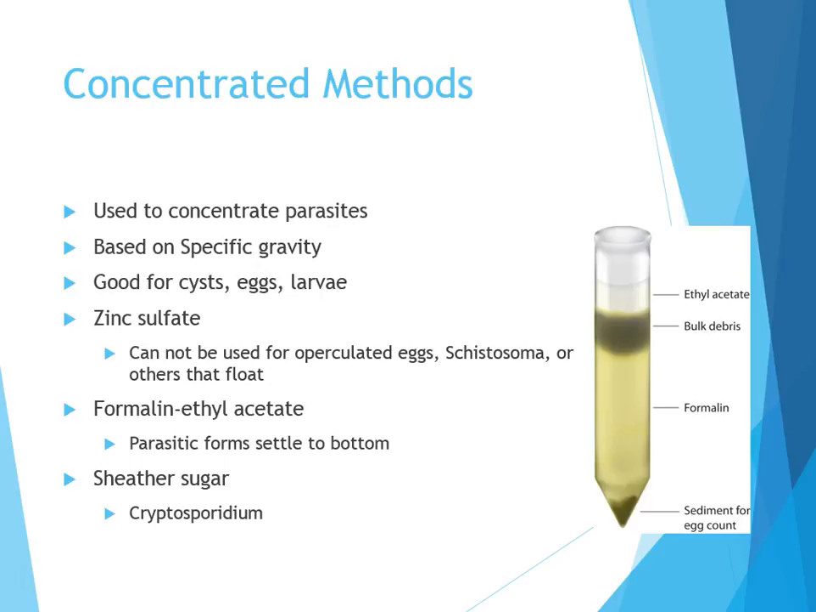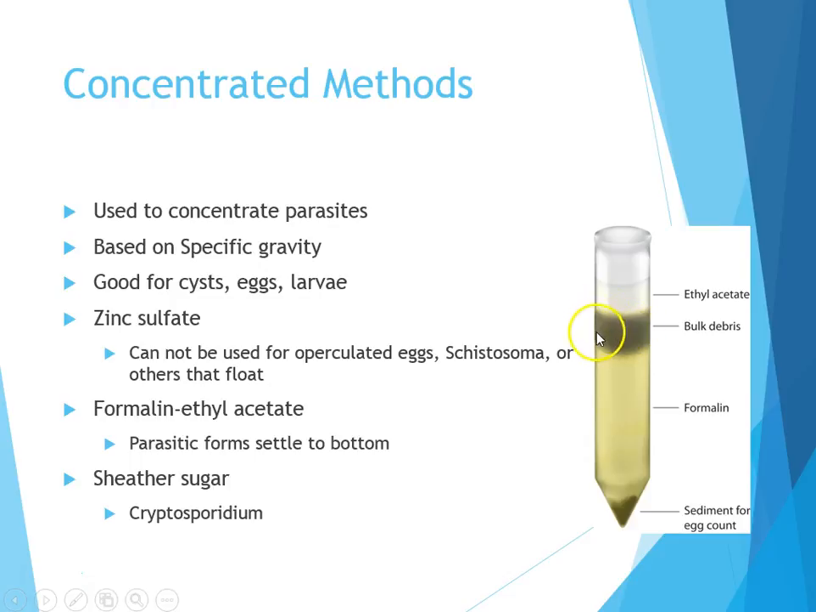The parasites will float to the top because it's based on specific gravity. In the formalin ethyl acetate, the parasites settle to the bottom of the tube, and this is an example of the ethyl acetate procedure. You add formalin and ethyl acetate, you shake it and you centrifuge, and these are the layers that you get. The ethyl acetate will be at the top.